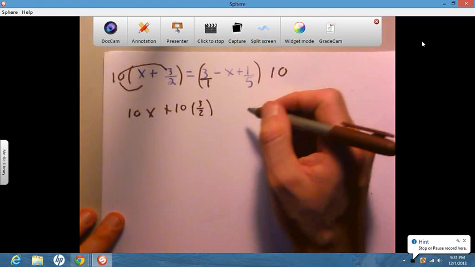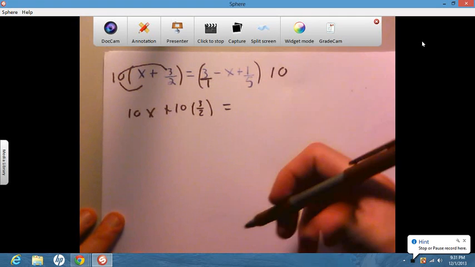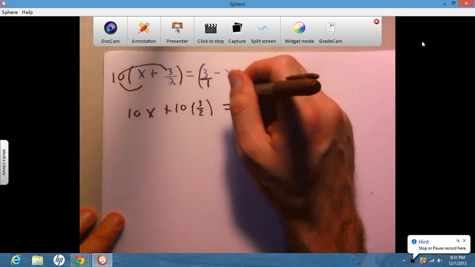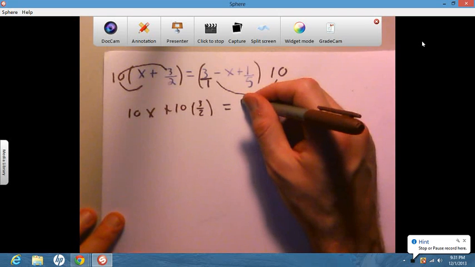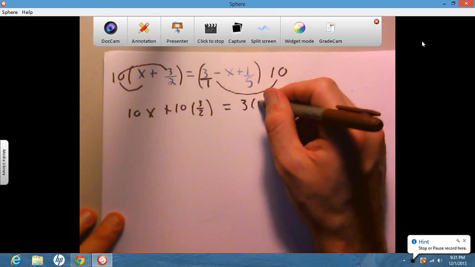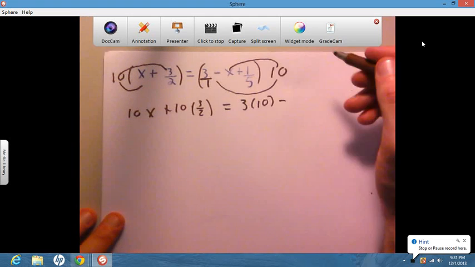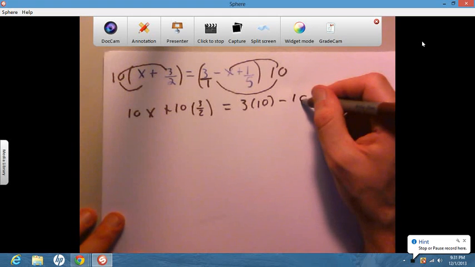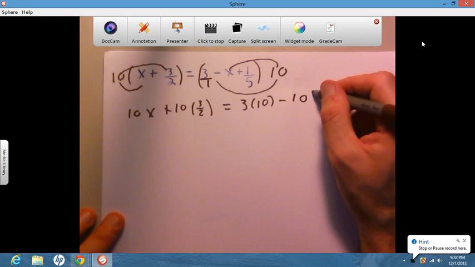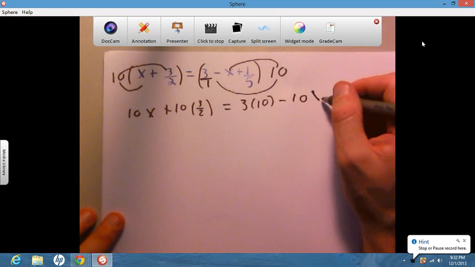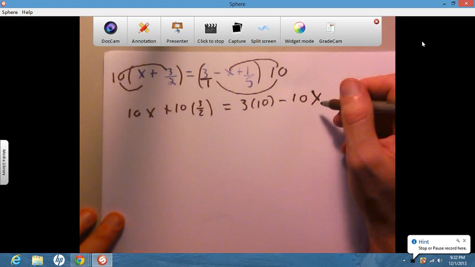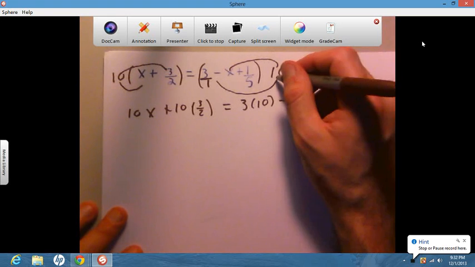Is equal to, now we use the distributive property here, 10 times 3 is going to be 30, but I'll write 10 times 3, minus 10 times x, which is going to be 10x, and multiply 10 times 1/5.